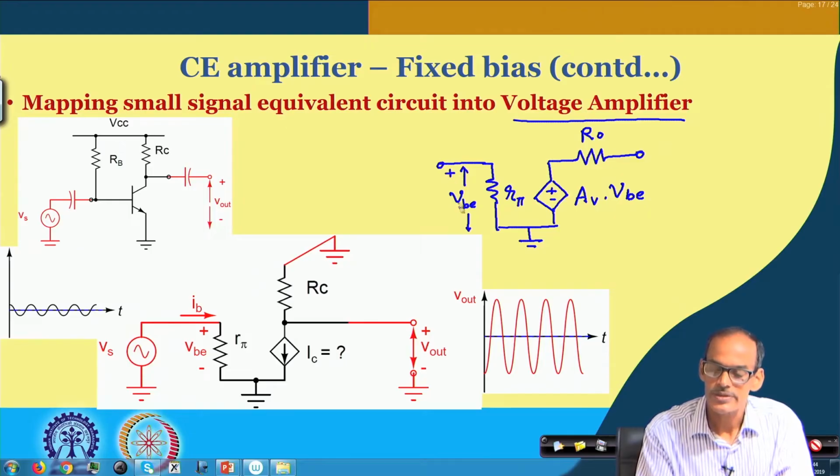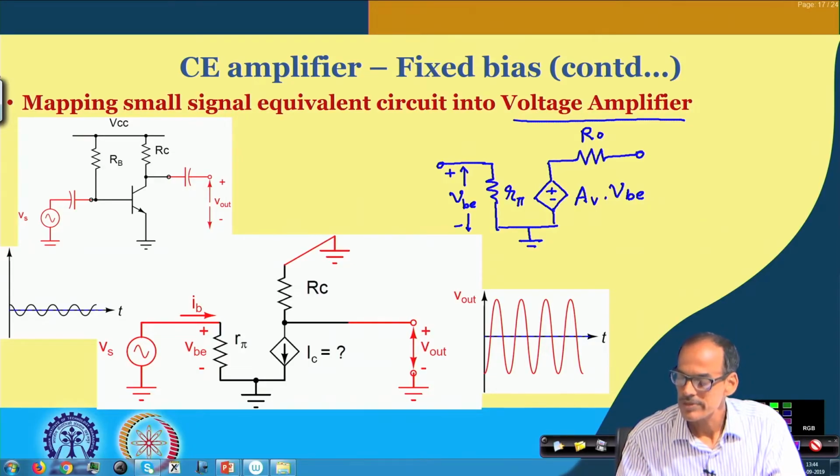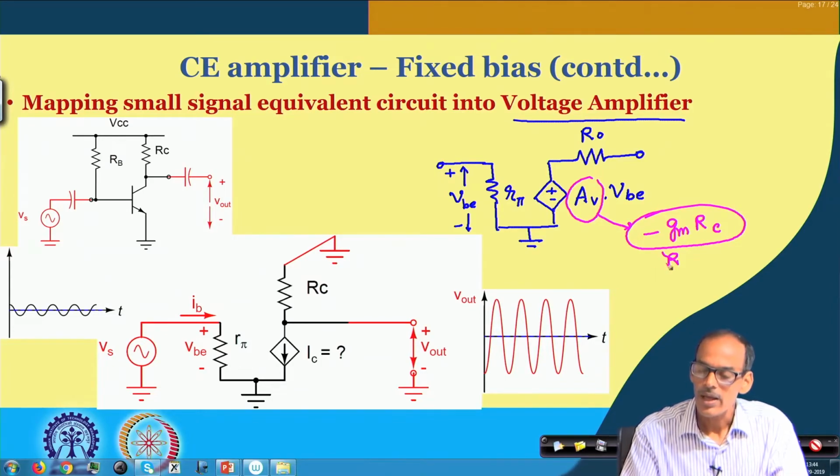So, this is plus and this is minus, indicating that the corresponding voltage here should be in phase. However, we already have discussed the expression of this A: it is minus Gm into RC, or we also have said that in terms of current. So, for the time being, let us stick to this one, forget about this one, and the output resistance is the same as RC.